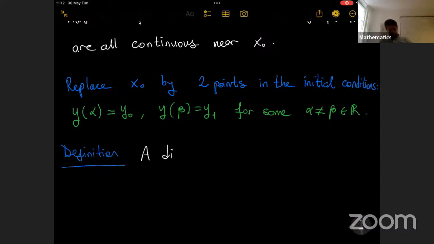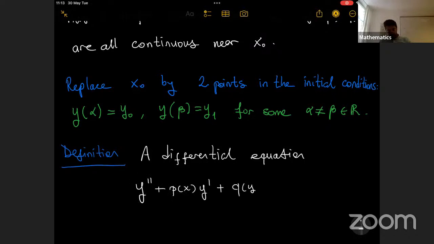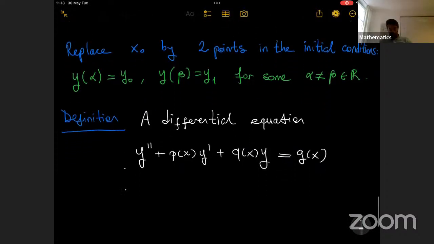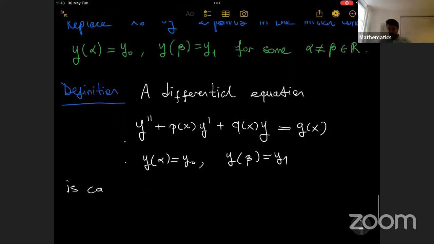A differential equation y double prime plus p(x) y prime plus q(x) y is equal to g(x), and the initial values are y(alpha) is equal to y0, y(beta) is equal to y1. This is called a 2-point boundary value problem.